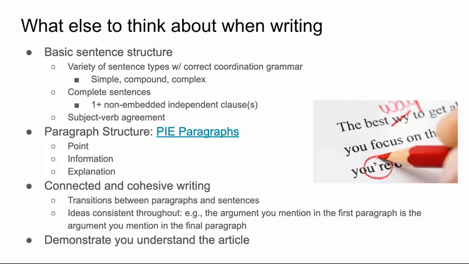So I recommend thinking about having a variety of sentence types, using complete sentences, and subject-verb agreement. Those are, I think, 3 basic things to look out for. And then I say complete sentences, one non-embedded independent clause, 1 or more. So what does that mean?